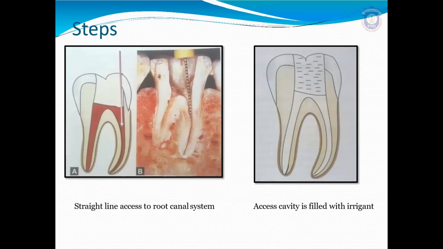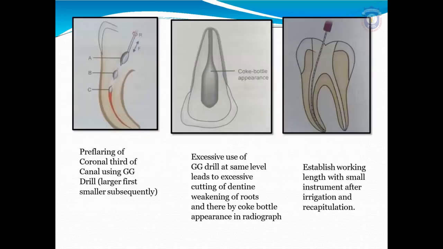Following are the steps of crown down technique. Straight line access to the root canal system is obtained. Access cavity is filled with irrigant. Pre-flaring of the coronal third of the canal is done using Gates-Glidden drill. Larger file and then smaller file circumferentially is used. One disadvantage of crown down technique is that excessive use of Gates-Glidden drill at the same level leads to excessive cutting of dentin and weakening of root, and thereby produces a Coke bottle appearance in the radiograph as shown in the diagram.